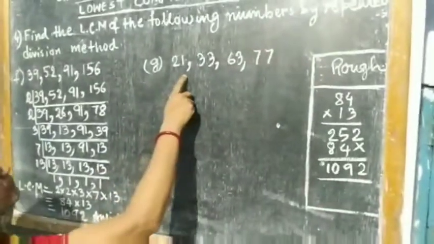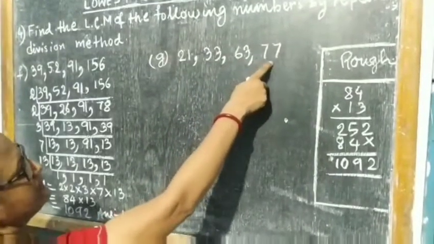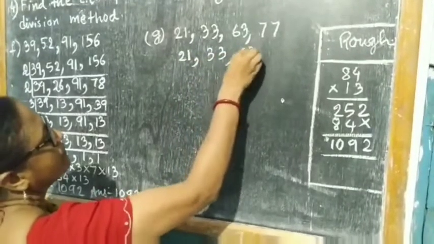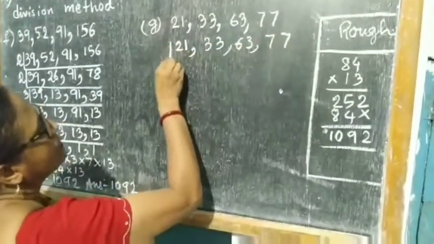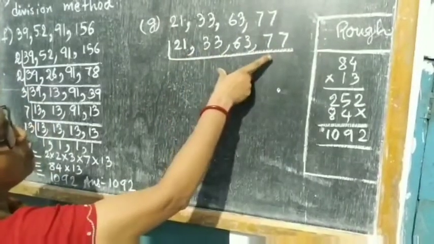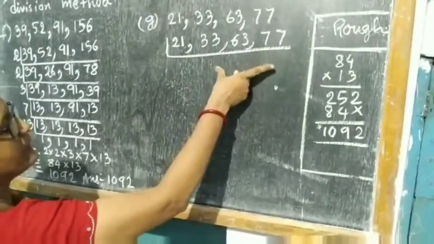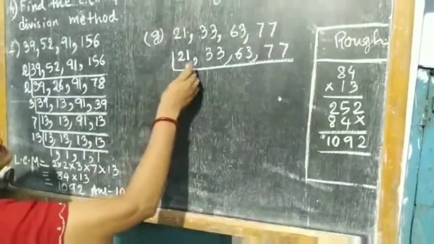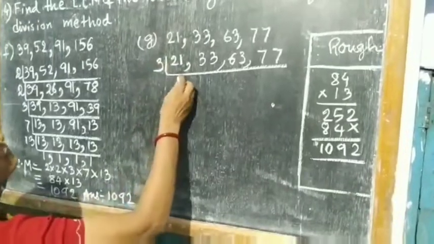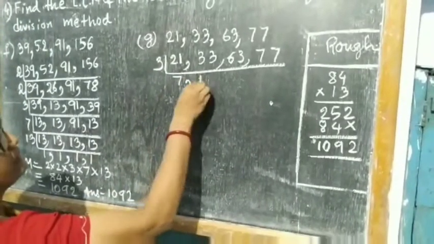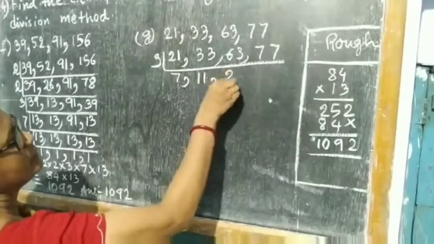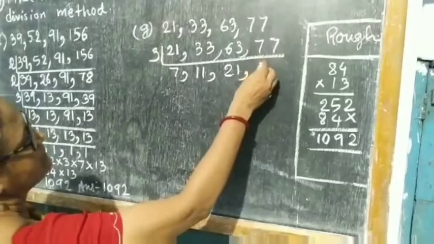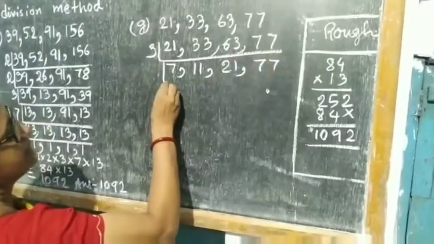You have to find out the LCM of 21, 33, 63 and 77 by the repeated division method. So first you write the sum. Now see, all the numbers are odd, so it is not divisible by 2. So next try with the next prime number, that is 3. Yes, 21 is divisible by 3, 7. 33 divisible by 3, 11. 63 divisible by 3, 21. 77 is not divisible by 3, so copy it down without dividing it.